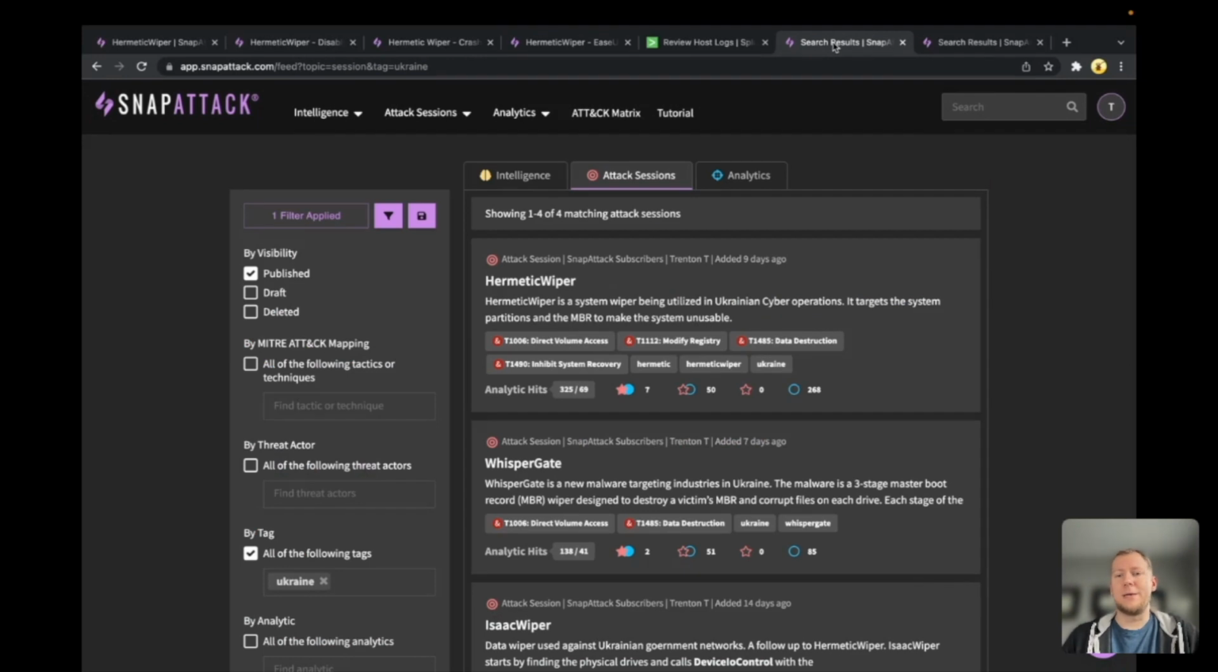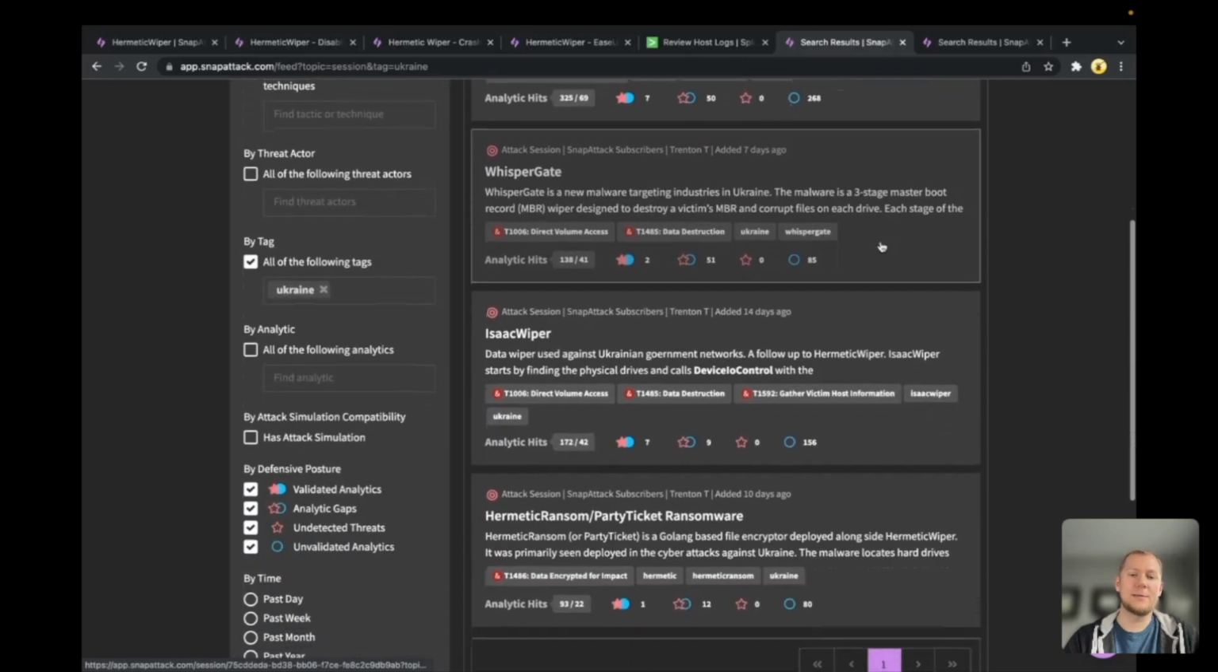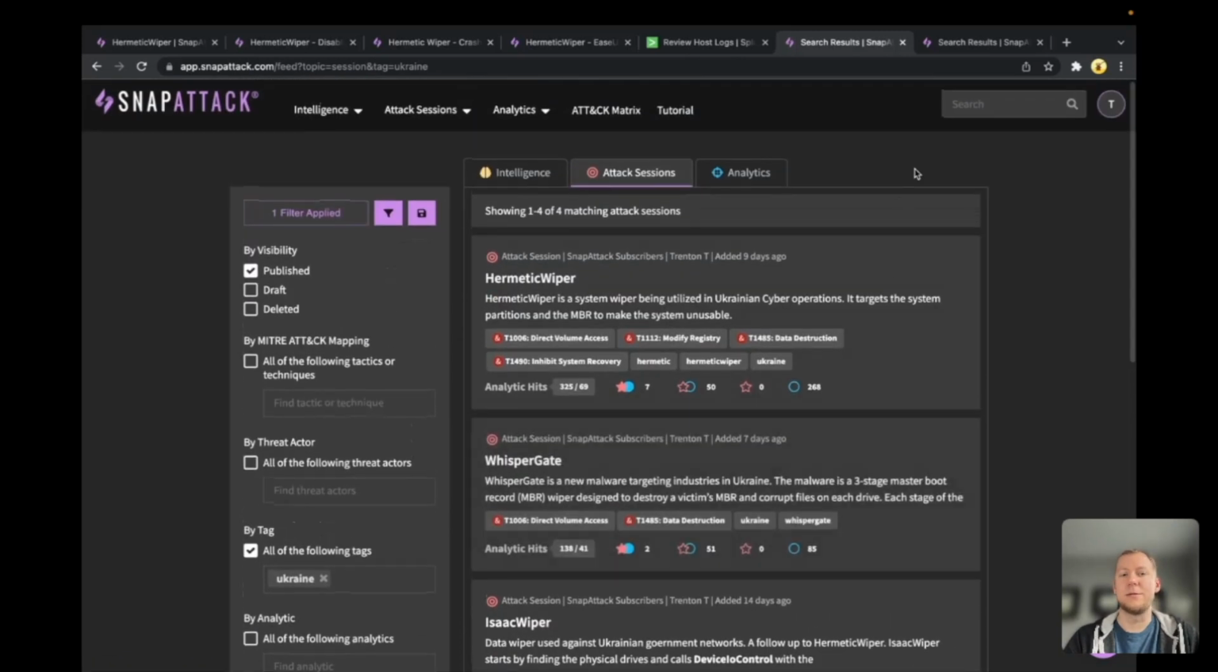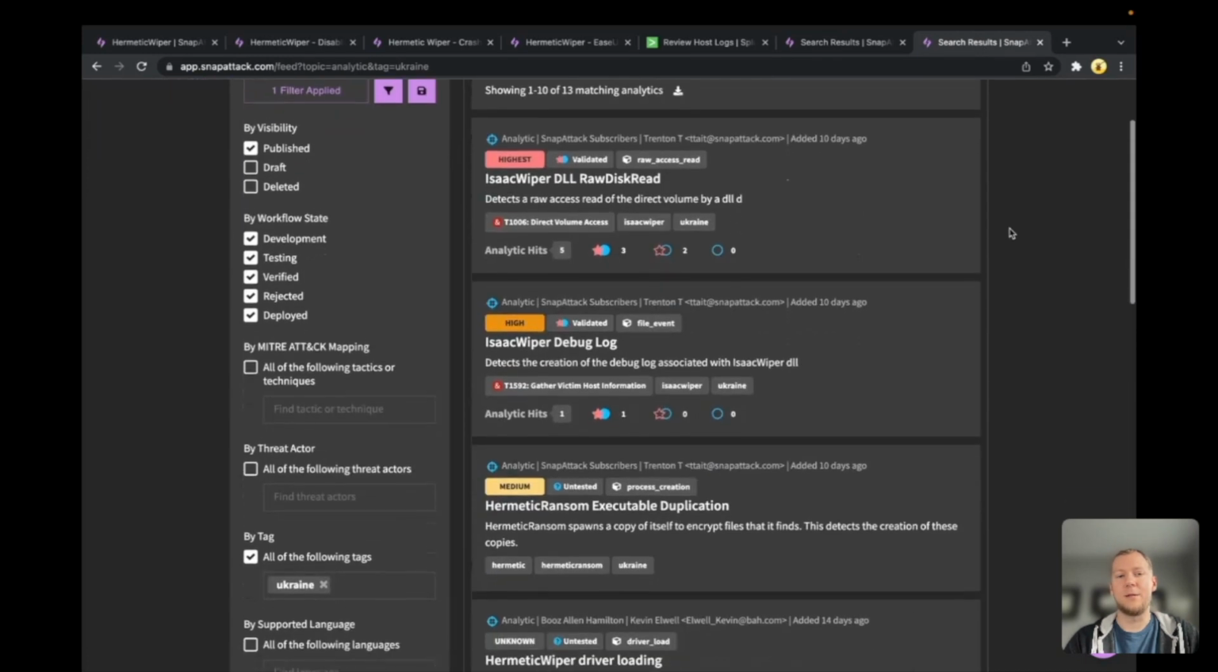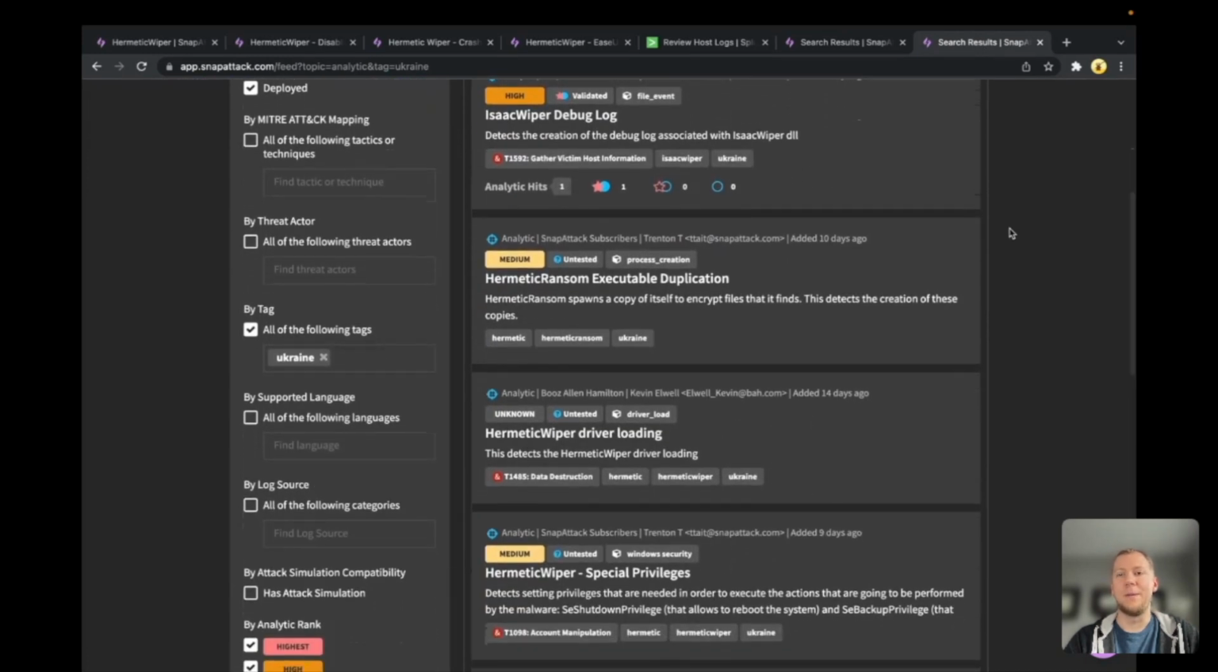And bottom line is, again, at SnapAttack, we stand with Ukraine here and we want to help. So we are open sourcing and pushing these attack sessions and analytics out to the community. So we've got 4 of these attack sessions in our platform, and we'll continue to add these as we see new threats, as well as 13 analytics here that we want to make available today.